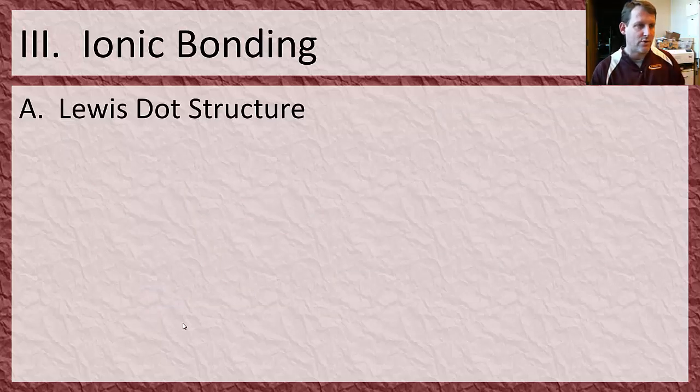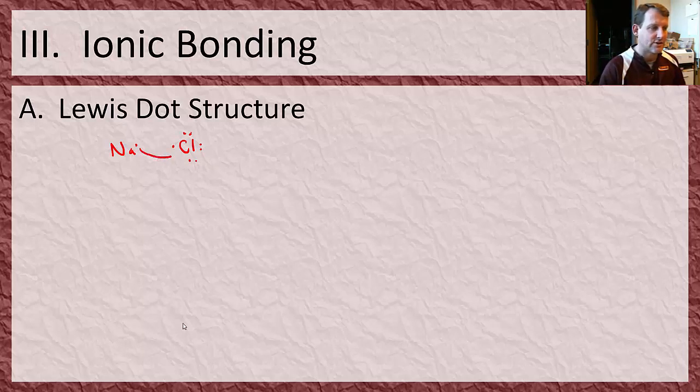So if we just do a quick Lewis dot structure of this, let's say we have a sodium atom with one valence electron, and chlorine with 1, 2, 3, 4, 5, 6, 7 electrons. There's such a big difference in electronegativity here. This electron gets plucked off and chlorine grabs it. So you end up, when it's all said and done, with a sodium +1 charge and a chlorine atom with a -1 charge.